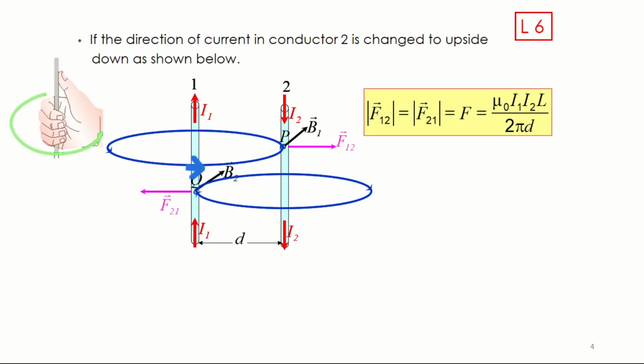And then to determine direction B2 around conductor 2, we use the right hand grip rule, but direction I2 is downward, so the thumb points downward. So you can determine direction B2 is clockwise. And then direction B2 at point Q is into the page.